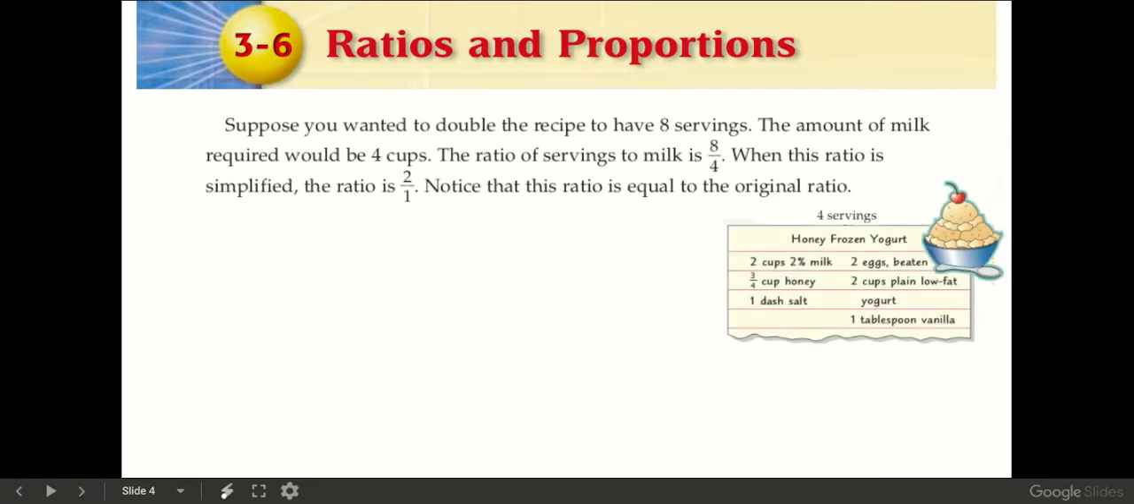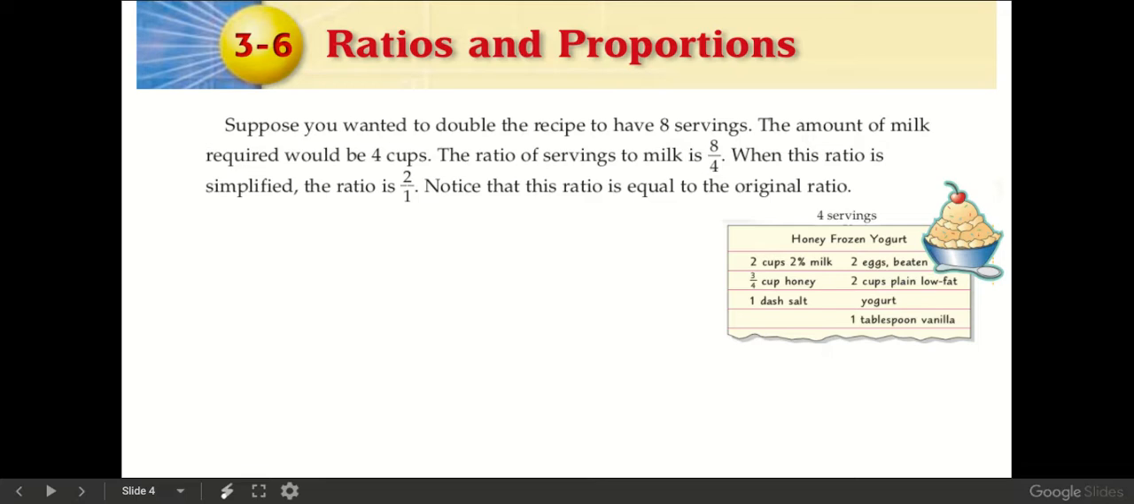Let's suppose that we wanted to double this recipe and have 8 servings. If she needed to make 8 servings, the amount of milk required would be 4 cups, because if 4 servings requires 2 cups and she needs to make 8 servings, she would need to use 4 cups. So the ratio of servings to milk is 8 to 4. When this ratio is simplified, the ratio is still 2 over 1, because 8 over 4 simplifies to 2 over 1.